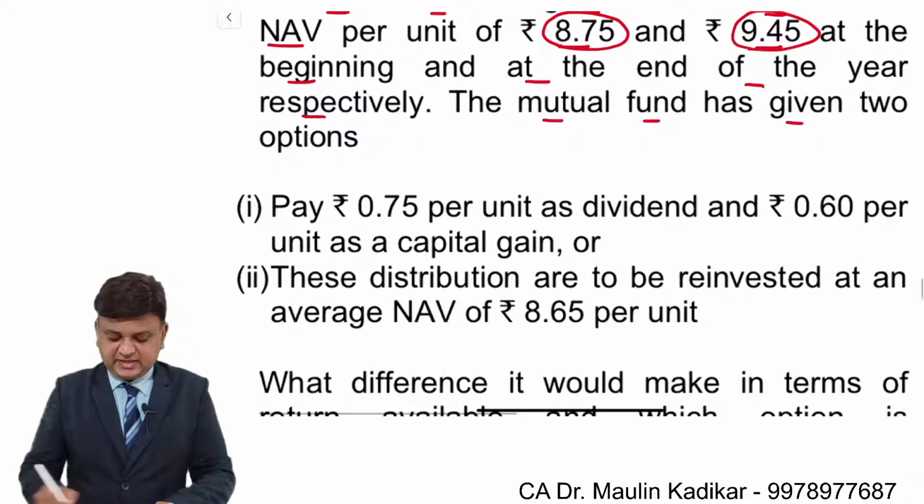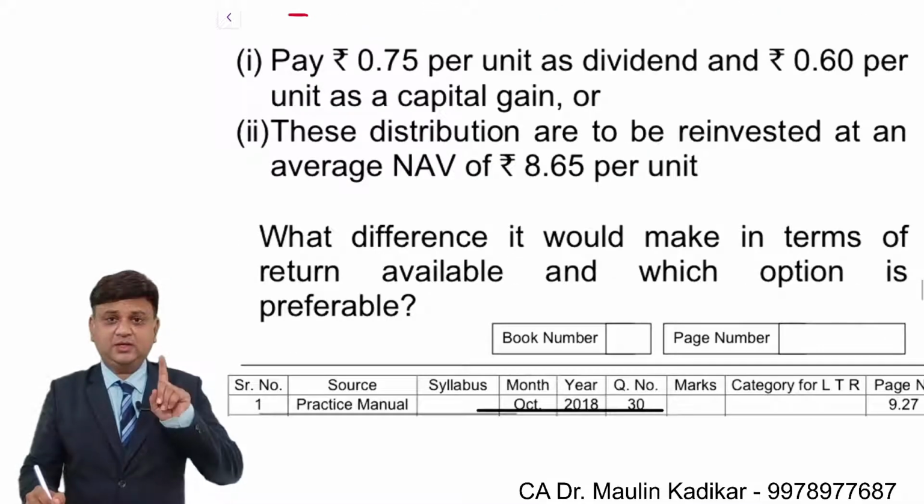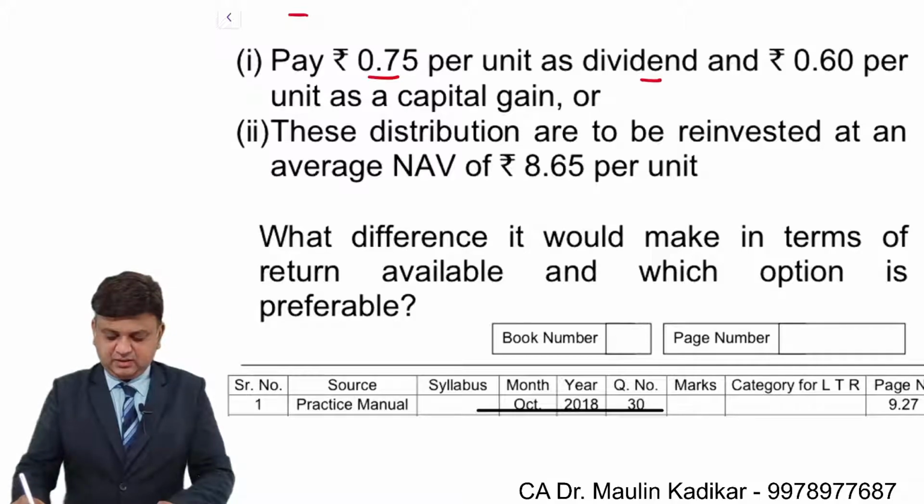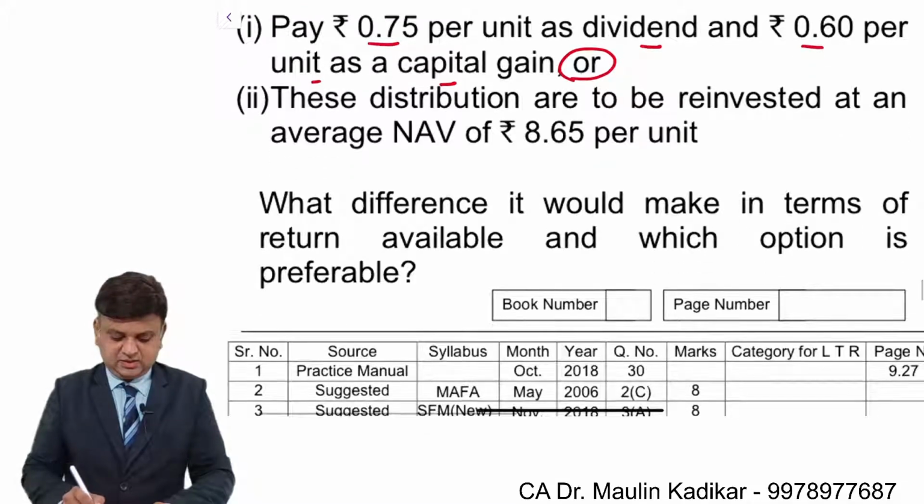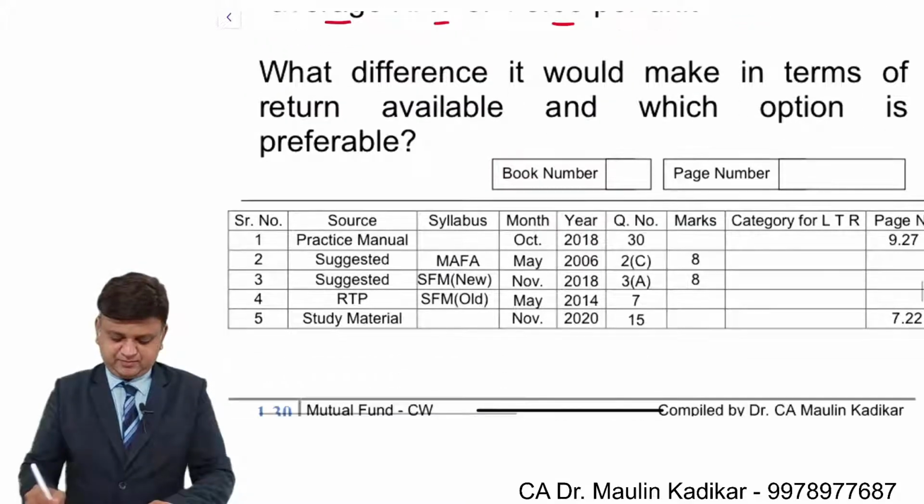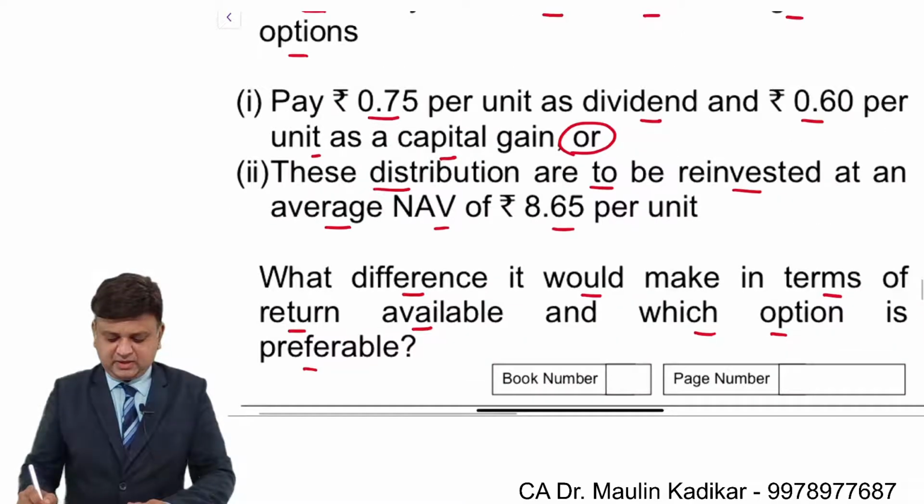The mutual fund has given two options. First, pay 75 paise per unit as dividend and 60 paise per unit as capital gain, or otherwise these distributions are to be reinvested at average NAV of 8 rupees 65 paise per unit. What difference would it make in terms of return available and which option is preferable? That is the question.